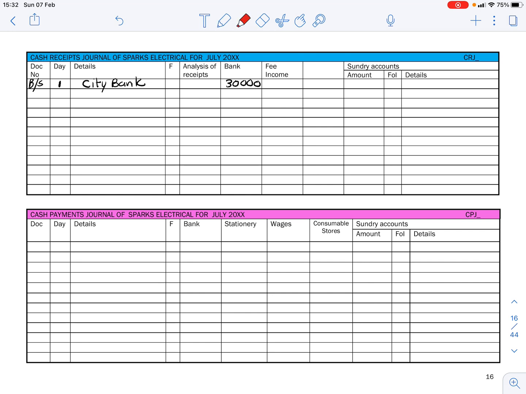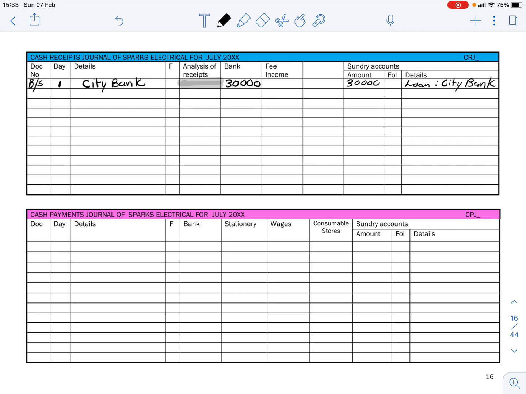We leave analysis blank because it went directly into the business's bank account. There is no column for a loan. We can put in our 30,000 Rand under the sundry column, and our detail would be a loan from Citibank. Remember, we need to specify who it is. We can't just say loan because we could have multiple loans at once.